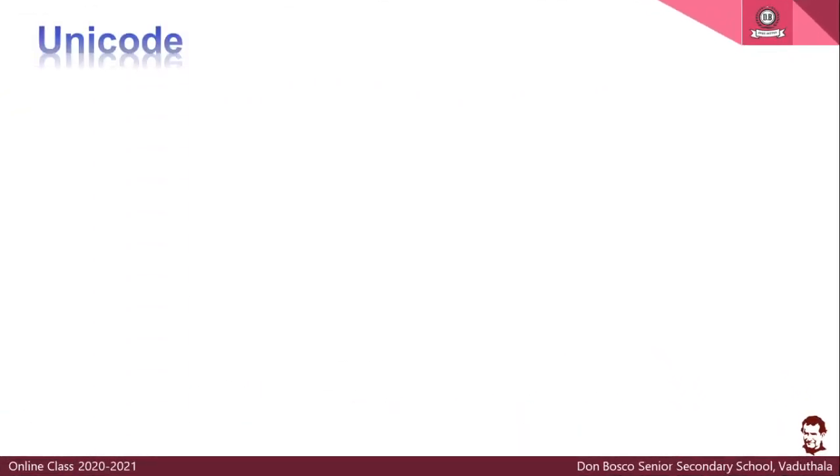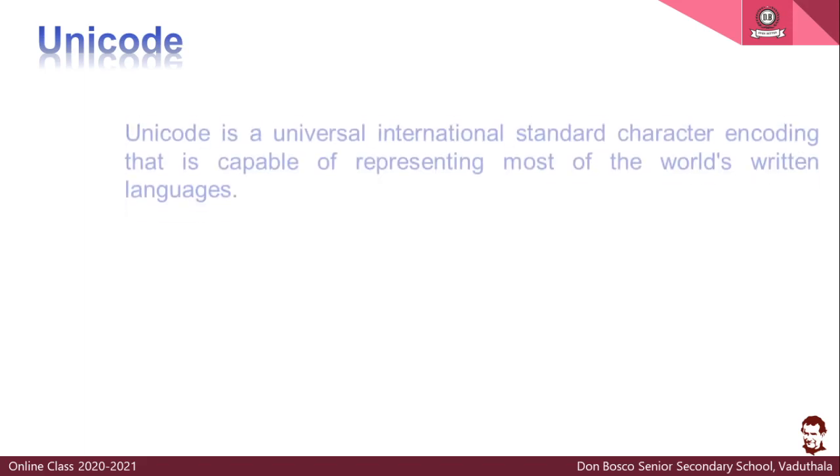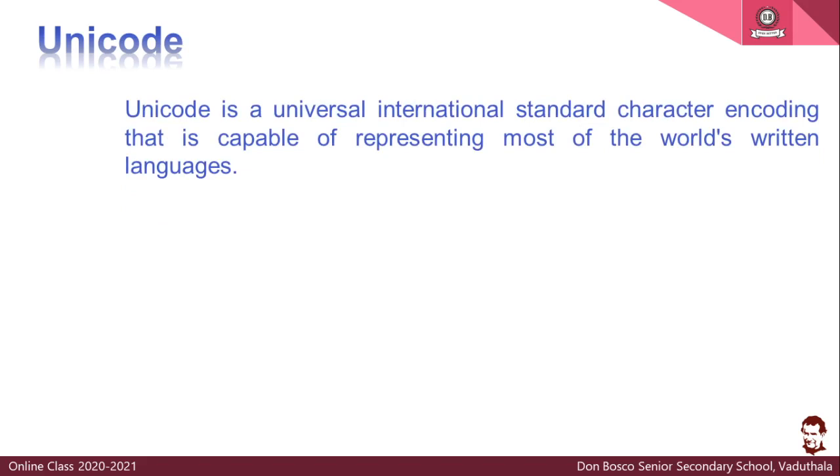And the next topic is Unicode. In a previous class also you learned what is meant by Unicode. Unicode is a universal international standard character encoding that is capable of representing most of the world's written languages. Okay, so we already know. Different languages are available now, and how can these languages be used in a computer? If you want to type Malayalam or Hindi, what do we have to do? Times New Roman will not support Malayalam and Hindi. Then what should we do? Another method we have to follow, that is Unicode.